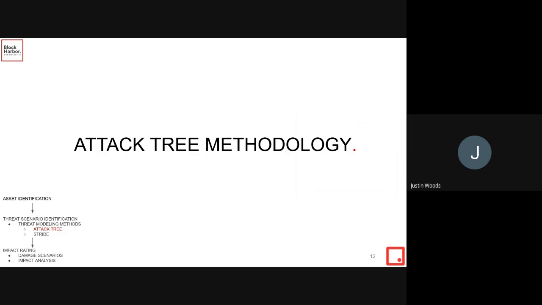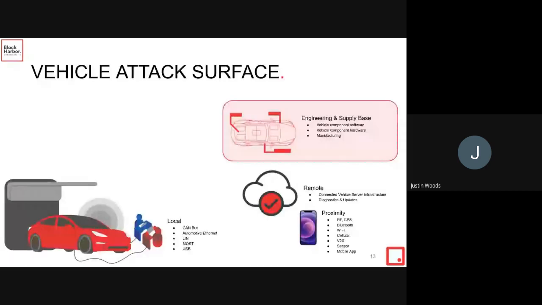So let's first look at the attack tree methodology. First we want to look at, again, the vehicle's attack surface. We figured out what assets we want to protect, but we want to see how somebody could actually get in there. Going from the top-down approach, we have the engineering and supply base. So this is before a vehicle is even fully completed. We have the vehicle component software and hardware, as well as the entire manufacturing line.